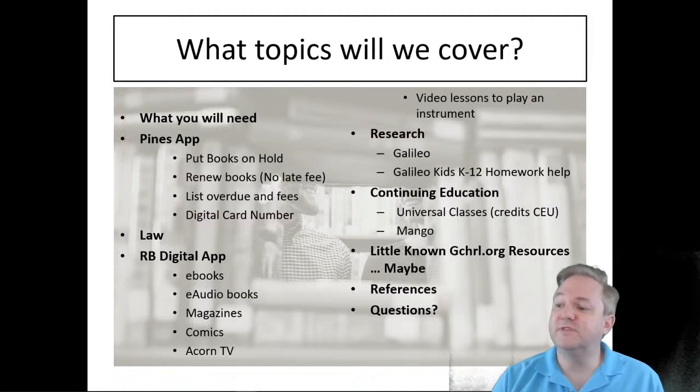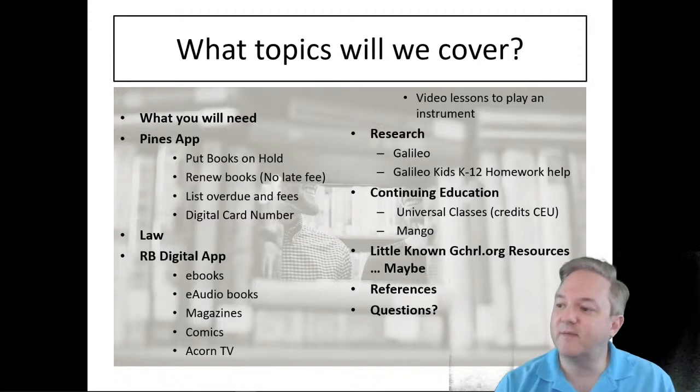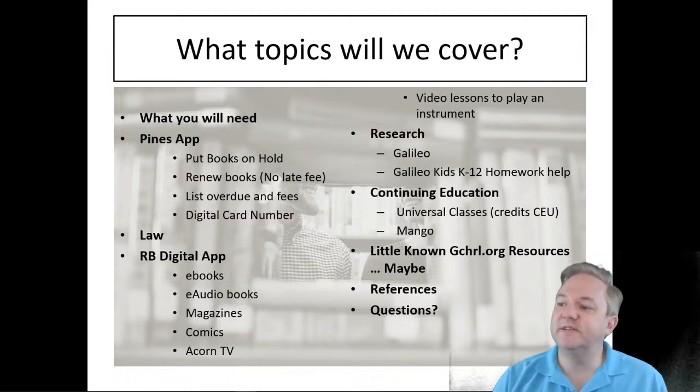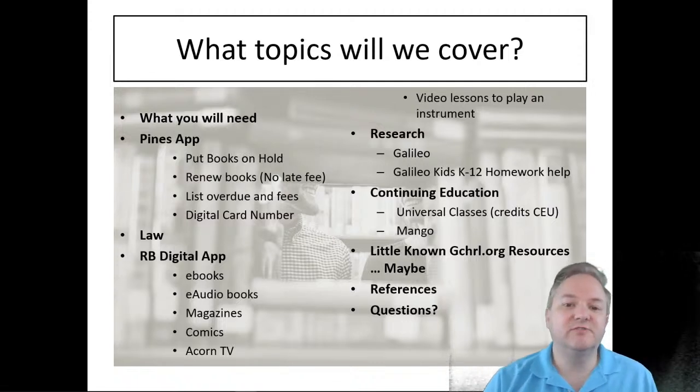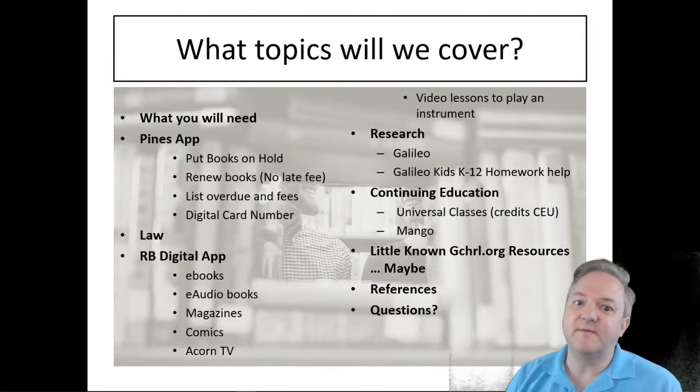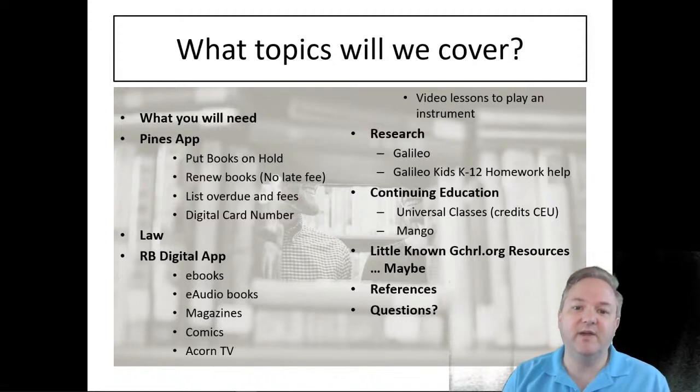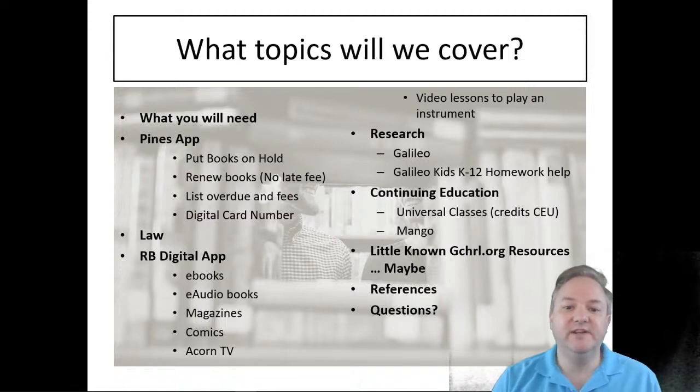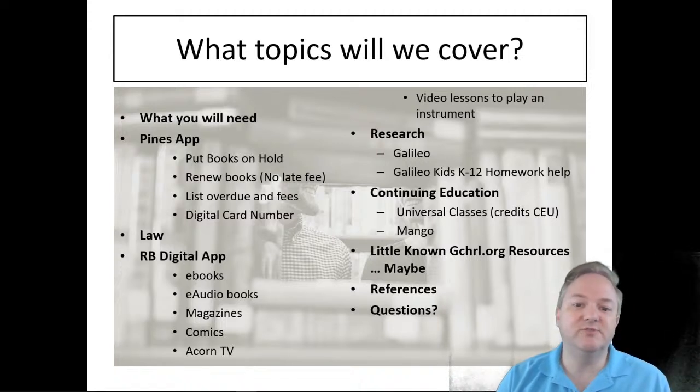We also have someone doing research and things like Galileo for kids, someone needs some homework help. And we also have a new resource, and we'll talk about that too. And we'll also talk about some continuing education classes. Universal classes are really fun, and I'll talk about that. It's a fantastic resource that our library has, and you can get a certificate when you finish that. Also, Mango language as well. And I'll also talk about little known GCHRL.org resources that maybe you don't know about, okay? And I'll list a whole bunch of other stuff too.